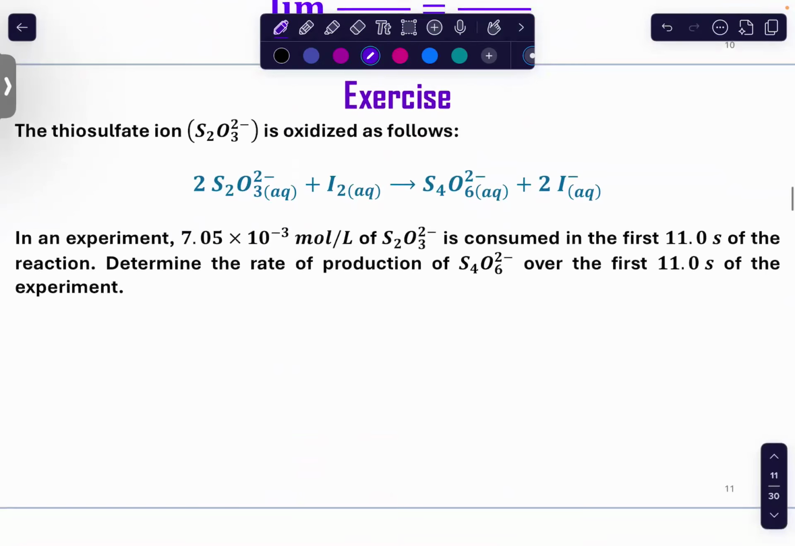All righty. So here, let's say we have the thiosulfate ion. It's oxidized in the following chemical equation. In an experiment, 7.5 times 10 to the negative third moles per liter of thiosulfate is consumed in the first 11 seconds of the reaction. Determine the rate of production for S4O6 for that first 11 seconds.